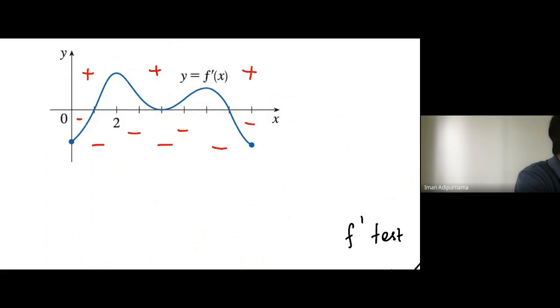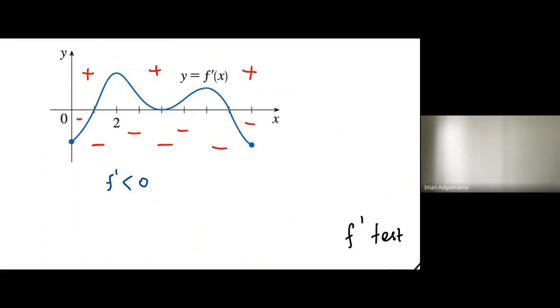Okay, got it? So how to find the decreasing one? Decreasing is if you have f prime less than 0, right? The graph is f prime, the first derivative. So if this is the derivative, then we just need to find the y-axis that is negative, right? The ones that are negative are this one and this one, so that will be the answer.